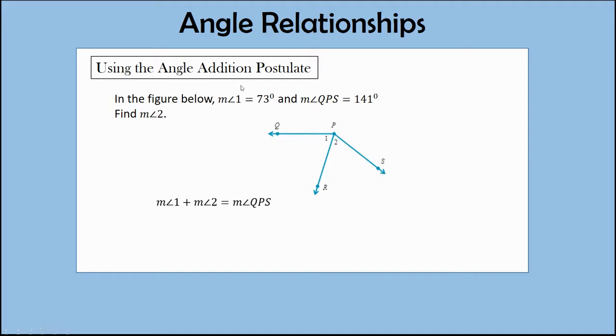Now substitute in what you know. Well, I know angle 1 is 73. I know angle QPS is 141. Subtract our 73, and we now know the measure of angle 2 is 68. And that's what they asked us to find. Find the measure of angle 2. We got it, 68 degrees. So that's angle addition.